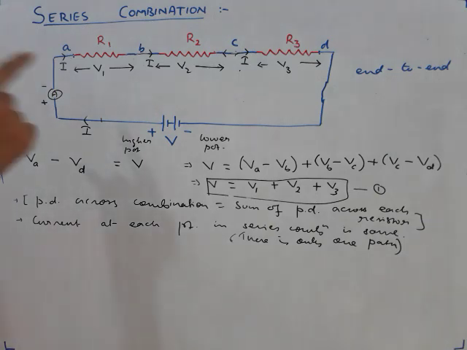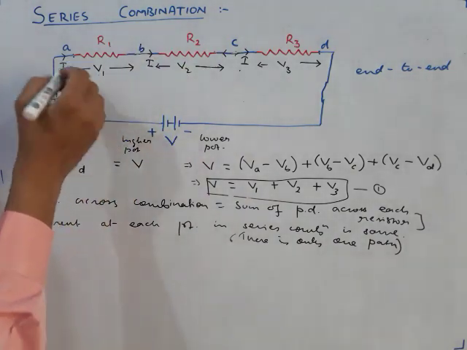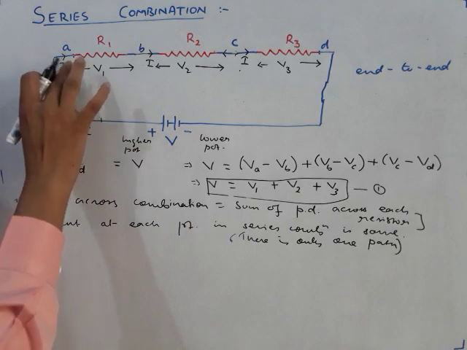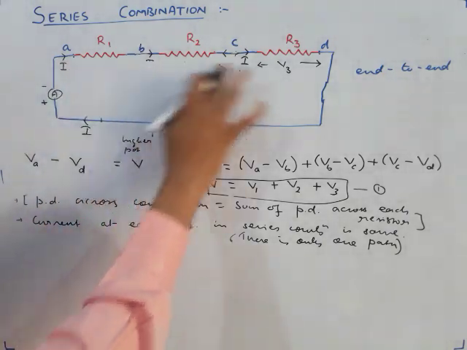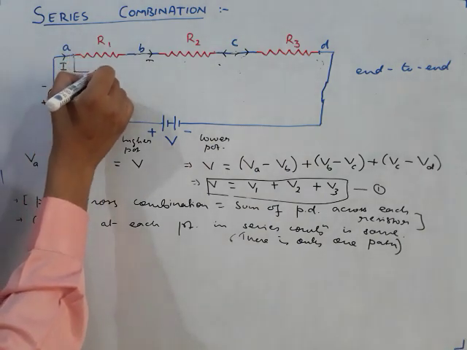Now we'll use Ohm's law for these three resistors. How do you find V1, V2 and V3? You can find that by connecting voltmeters. So actually you can represent a better circuit by connecting voltmeters in parallel.